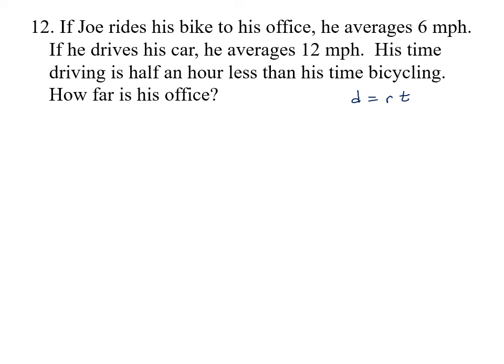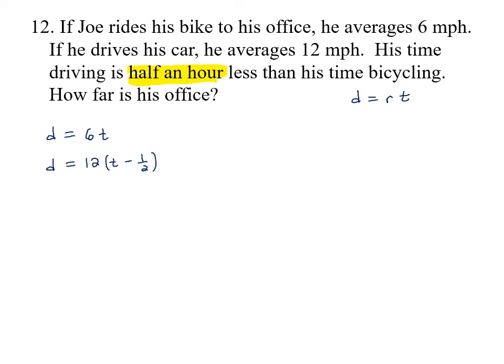Makes sense, right? So if I have one distance, it would be the rate, 6 miles an hour, times the time. I don't know what the time is. But the other one is the same distance, which would be 12 miles an hour, but it's t minus a half, because that half comes from him being half an hour less if he drives. So you have to take off the 1/2.